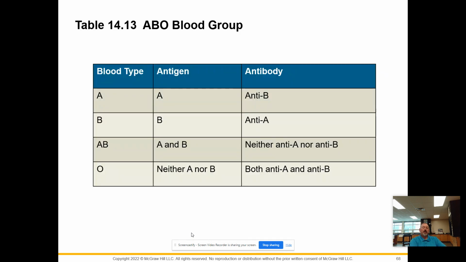So here are the blood types. A has A antigen and a B antibody. B has B antigen and an A antibody. AB has A and B antigens, and it doesn't have any antibodies. O has neither A nor B antigens, but it has antibodies for A and B.